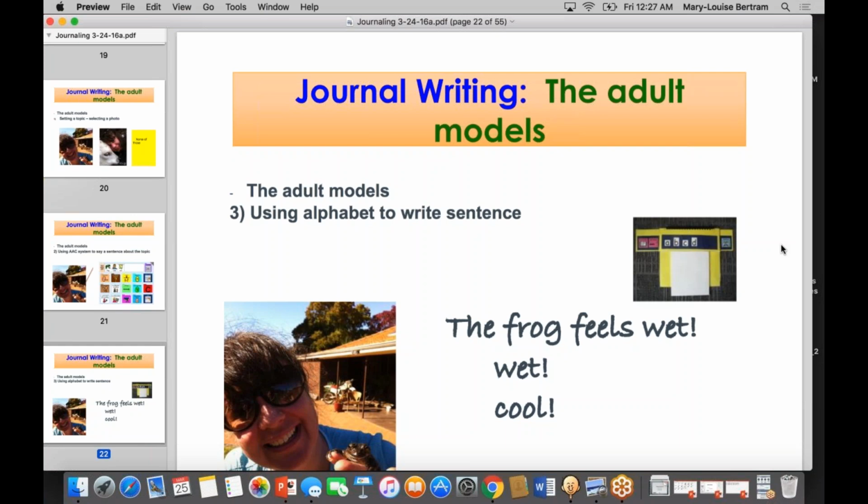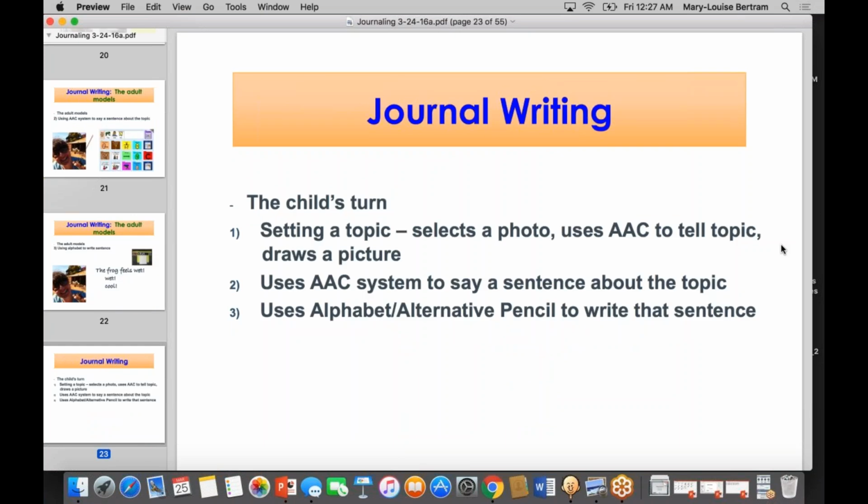So now the students are going to go off. And they might be working with a peer, they might be working on their own if they're more transitional to conventional, or they might be working with an education assistant. So again, it's the child's turn now. So they're going to set a topic for their writing. So they might have photographs that have been sent in from home that they can choose, if photographs in a box they can look through and think, oh, maybe I like this. They might use their AAC to tell about a topic.